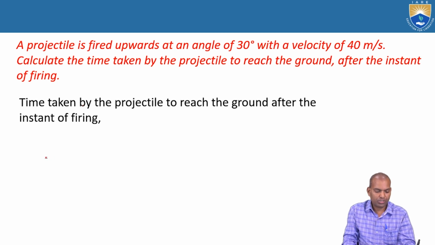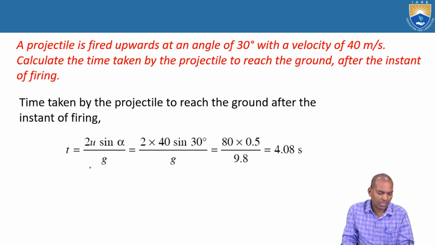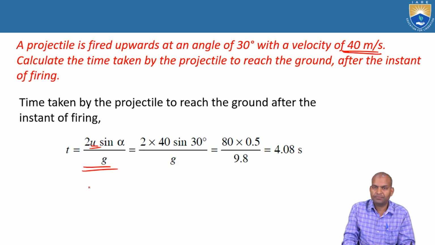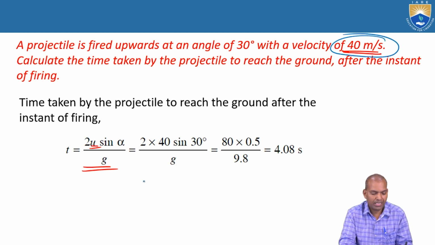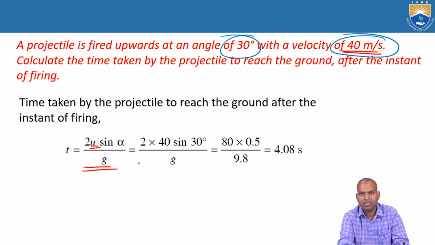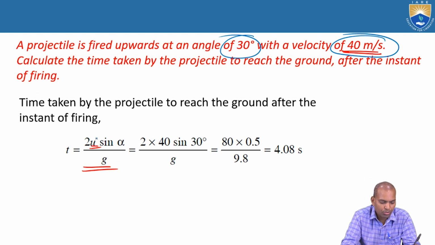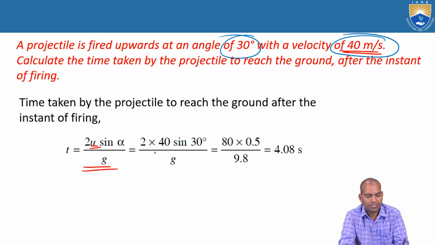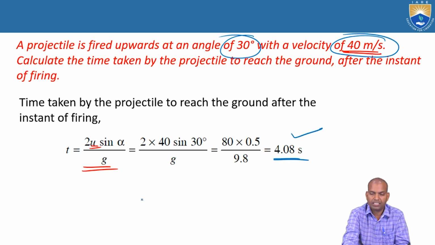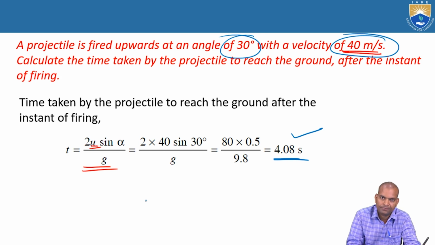So the time taken by the projectile to reach the ground is t equal to 2u sin alpha by g. Now, what is u here? u is 40 meters per second, that is the initial velocity. The angle of inclination is 30 degrees, that is alpha equal to 30 degrees. Now g is 9.8. Substitute here: 2 times u, 40, sin alpha, 30 degrees, by g, that is 80 into 0.5 by 9.8, that is 4.08 seconds. It takes 4.08 seconds to reach the ground when the projectile is fired at an angle of 30 degrees with a velocity of 40 meters per second.